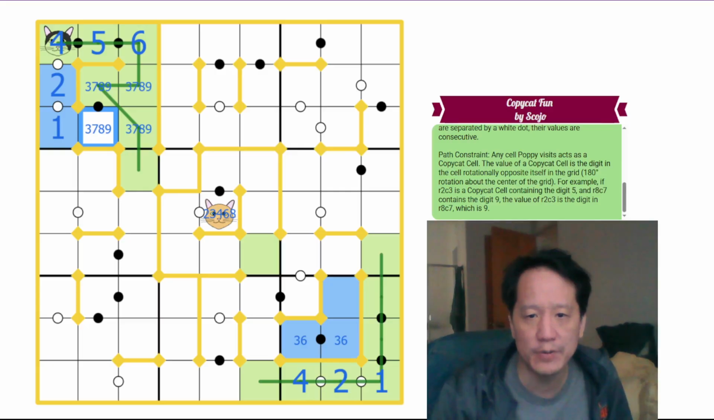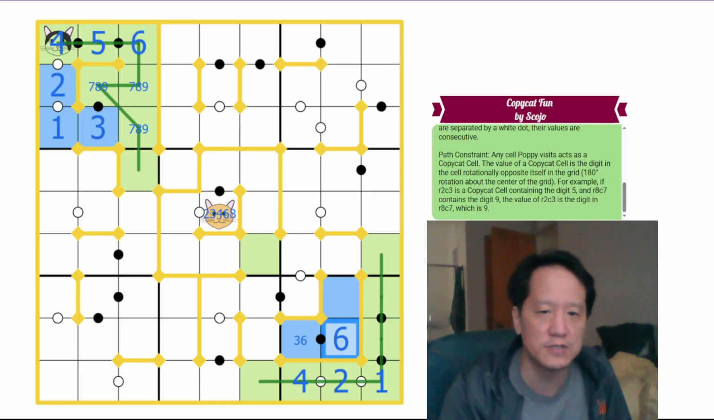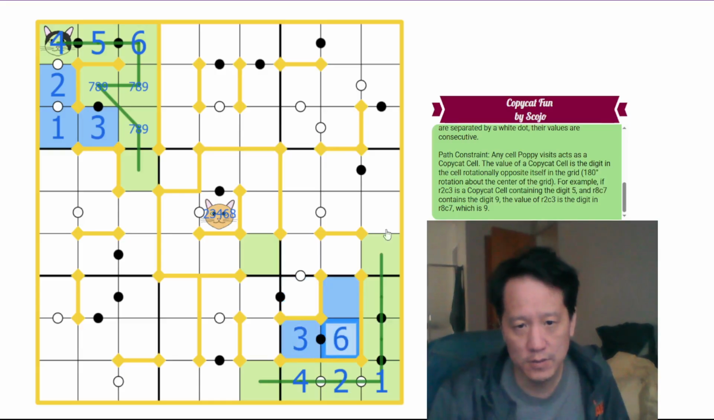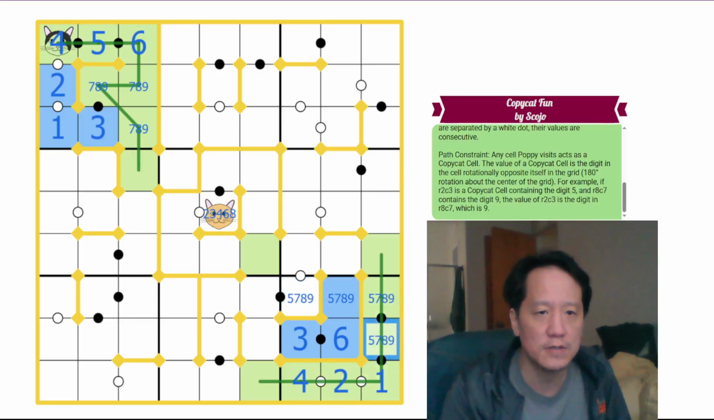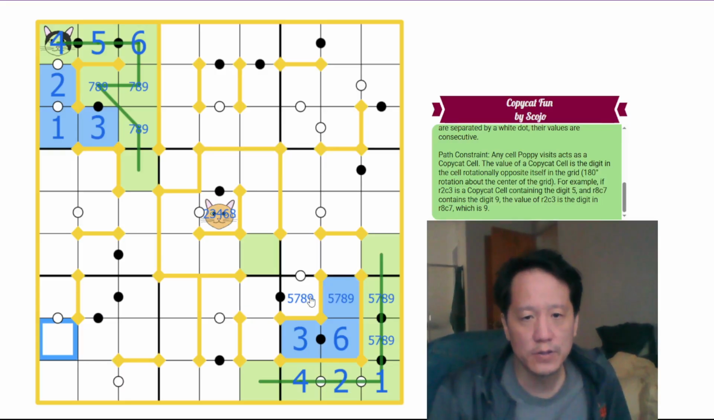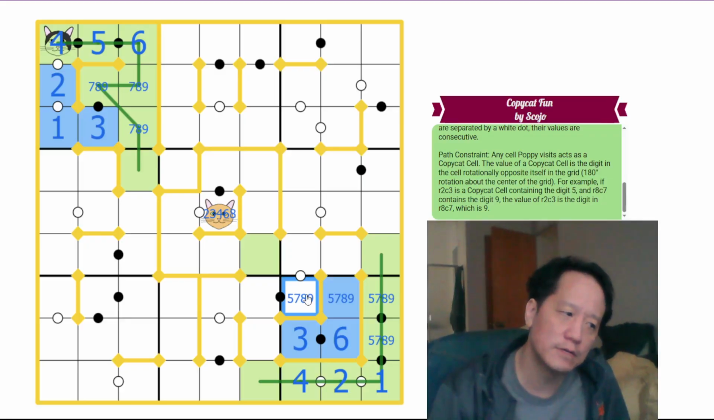So this is not copycat here, and is 3. That means none of these are 3. So 3 would be in a 1 to 2 ratio with 6. So this is 6 and 3 there. Remaining digits in box 9 are 5, 7, 8, 9. Okay. This is 5, 7, 8, or 9.